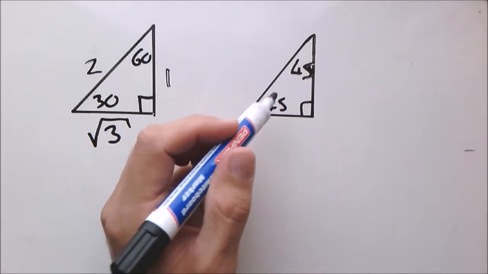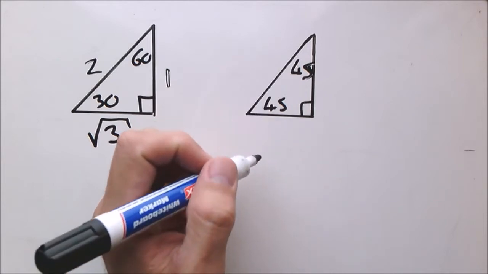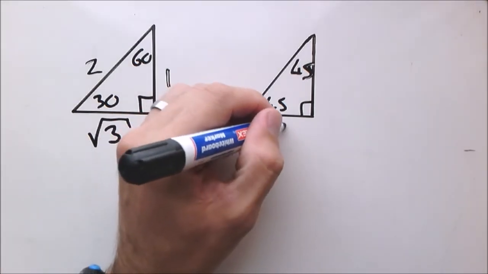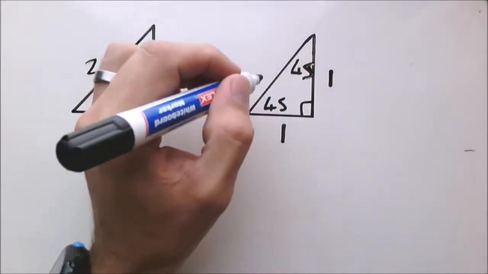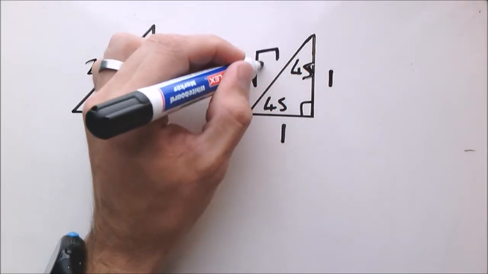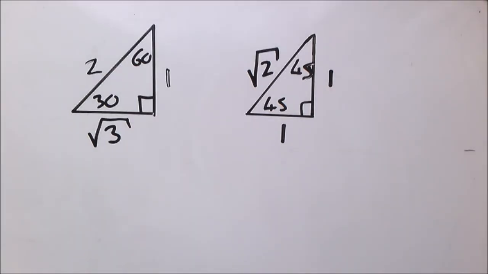With a triangle having two angles that's the same, you've got an isosceles triangle, with these two sides both being equal to 1, and then the hypotenuse being equal to the square root of 2.